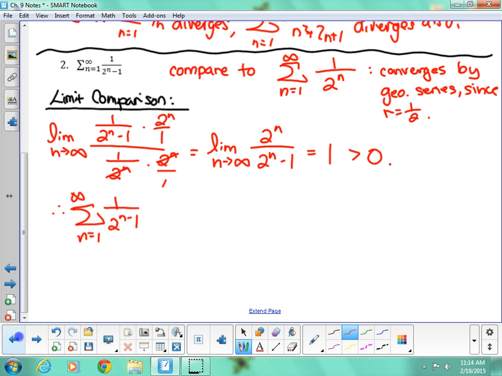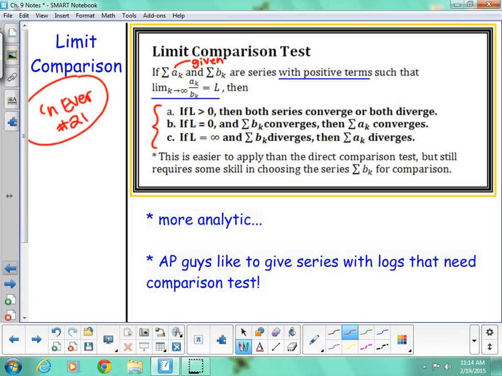Can we do another one? Let's do another one. Because if you guys remember, I think I said something about the AP guys on this, right? The AP guys like to, what did I say in the notes? You guys might not have been able to write it down yet. Logs. They like to give series with logs that need the comparison test.